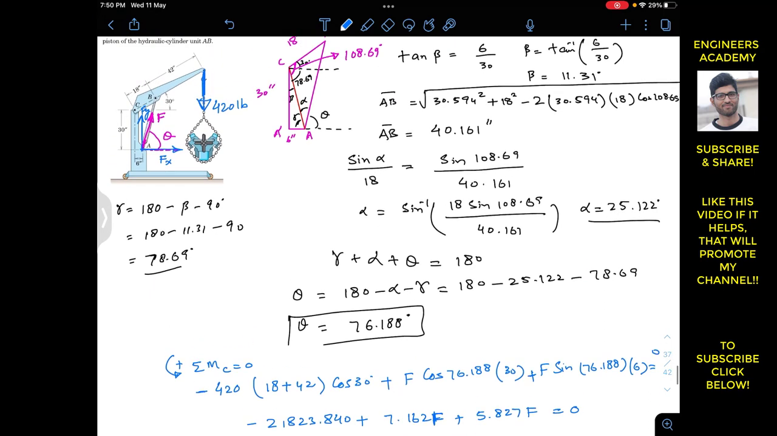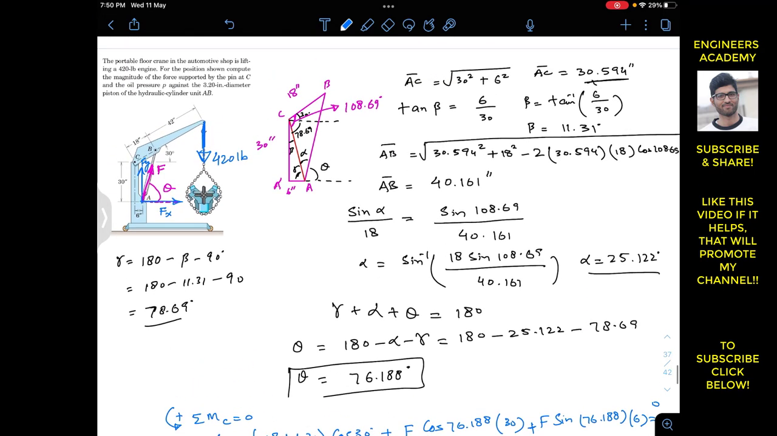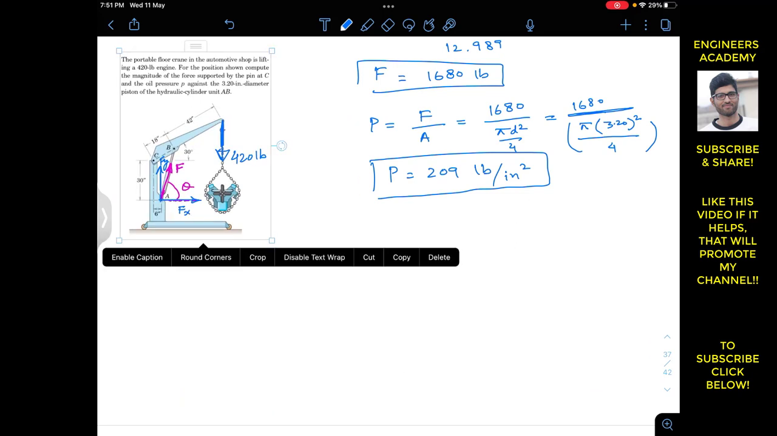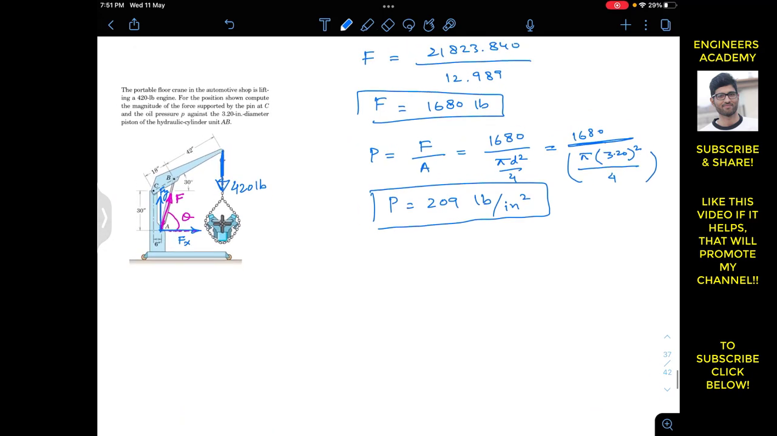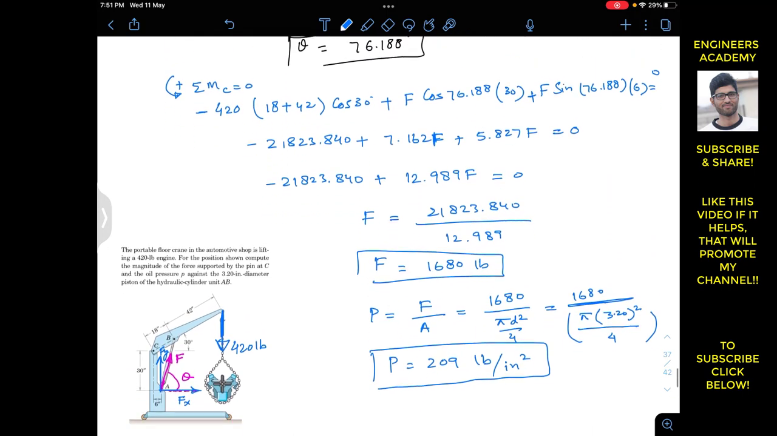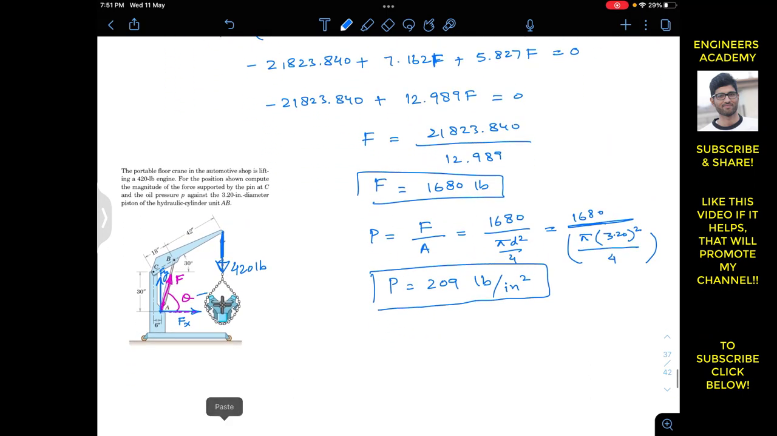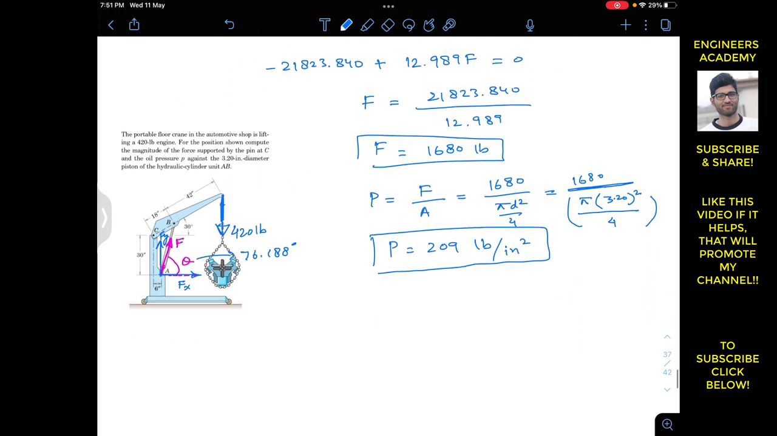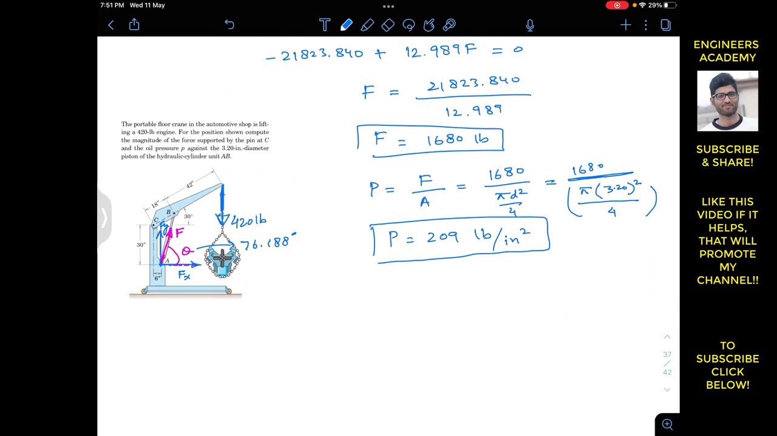Now we want to find the resultant reaction at point C. So let me copy this. We know this theta, which we have determined, is 76.188 degrees, and now at C we will have the support reaction. Let's say this is Cx and let's say this is Cy.